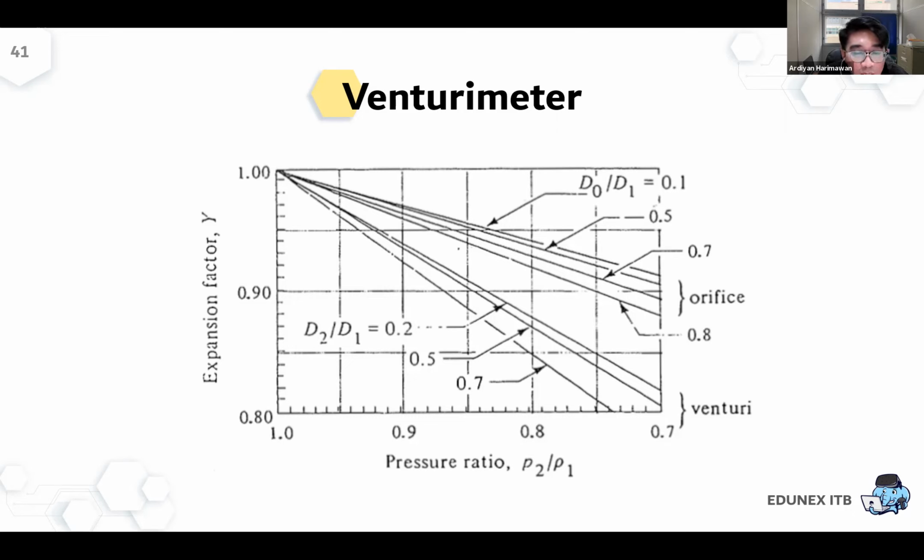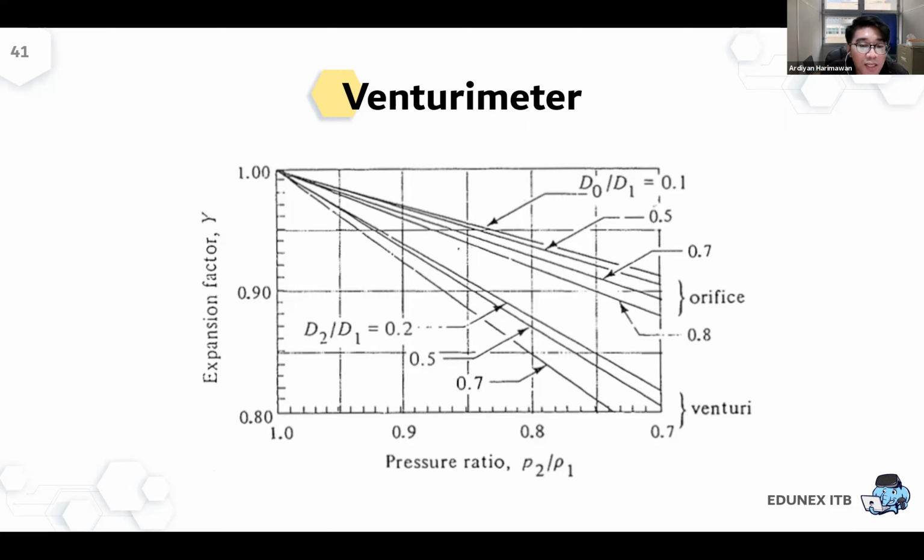The smaller the small diameters, it will create more turbulence. Ya, makin kecil diameter kecilnya itu kan berarti Anda bisa bayangkan turbulensinya akan semakin besar. Dan orifice will have more turbulence than venturi.